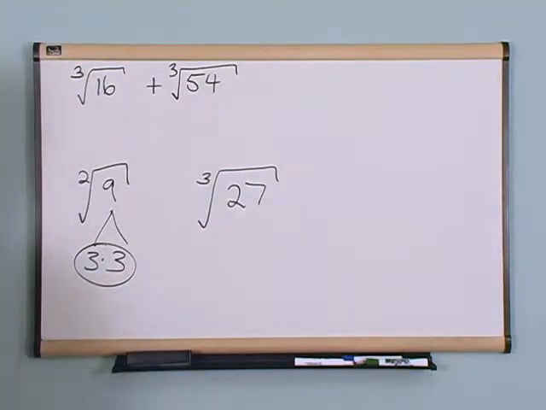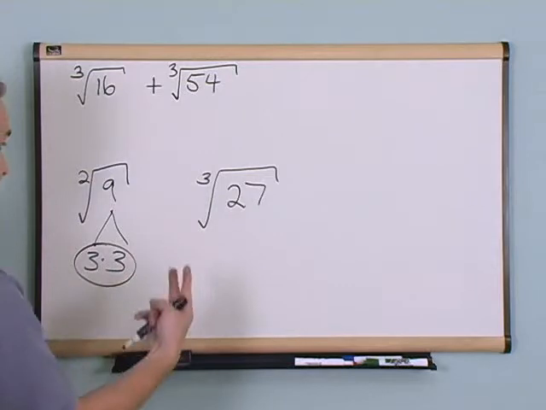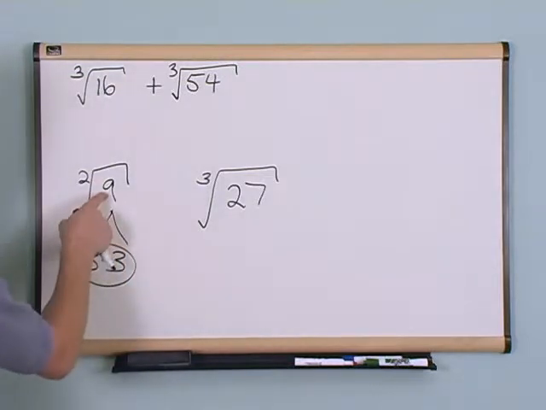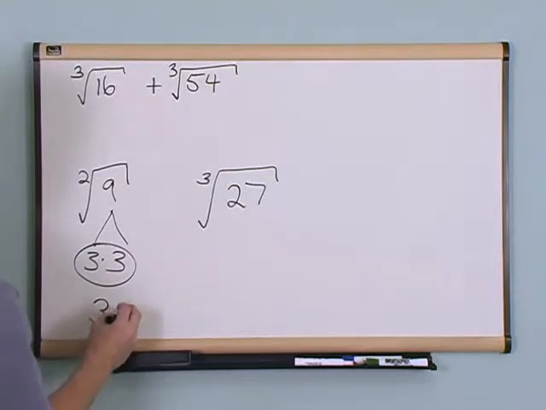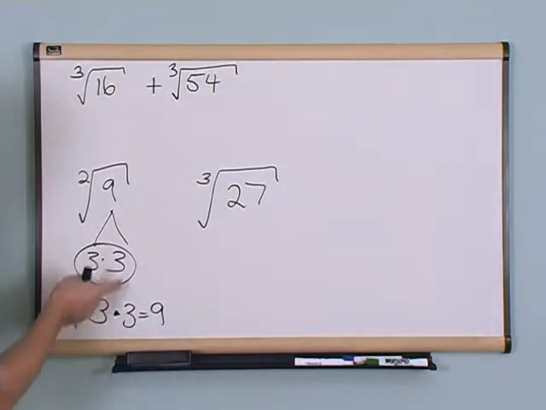That's really all it means. And the reason is, the definition of a square root means that whatever number you get, when you multiply it by itself 2 times, gives you what's inside. Like the square root of 9 is simply 3. That's because 3 times 3 equals 9. That's why you're pulling pairs of 2 out, because 3 times 3 is equal to 9.